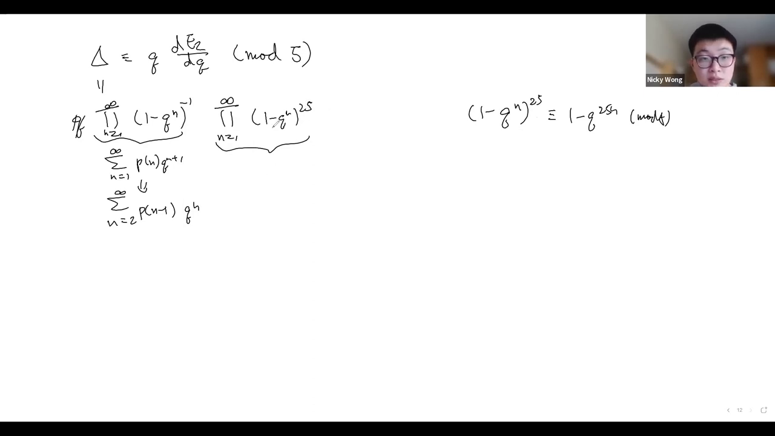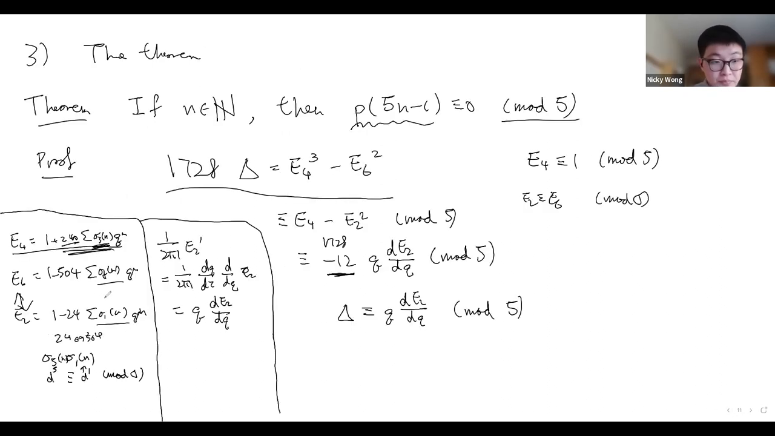So let's see. We can do this and put the 25 in. And we're almost at the end. So we look at the left-hand side. That's congruent. So we bring this now to the right-hand side. So what is q dE2 dq? dE2 dq is bringing the n down and multiplying this by q. So the q to the n drops by one and then goes up by one. So this is still q to the n, but instead of sigma 1 of n, we get n times sigma 1 of n here. And the one goes away.